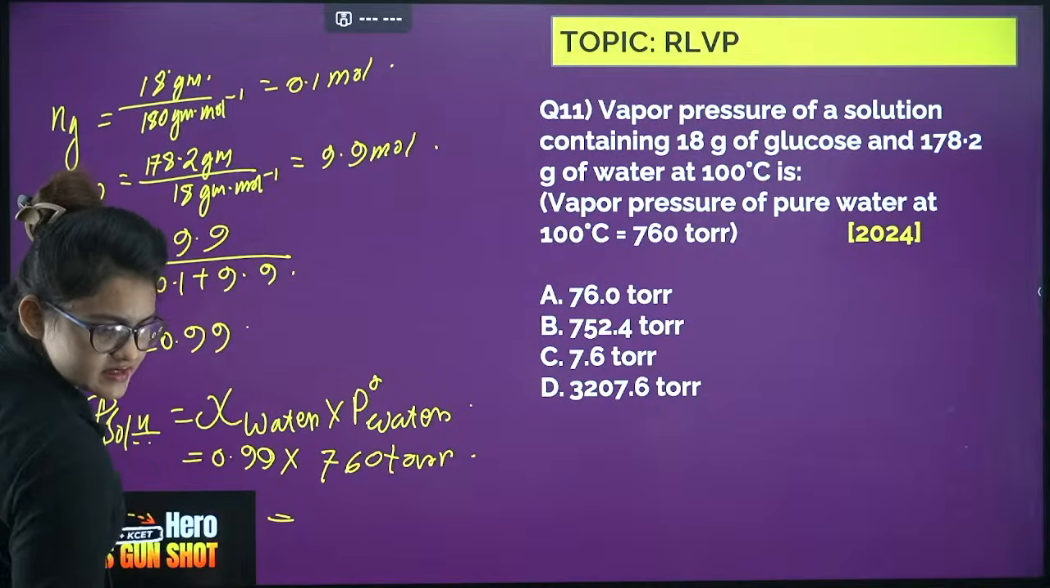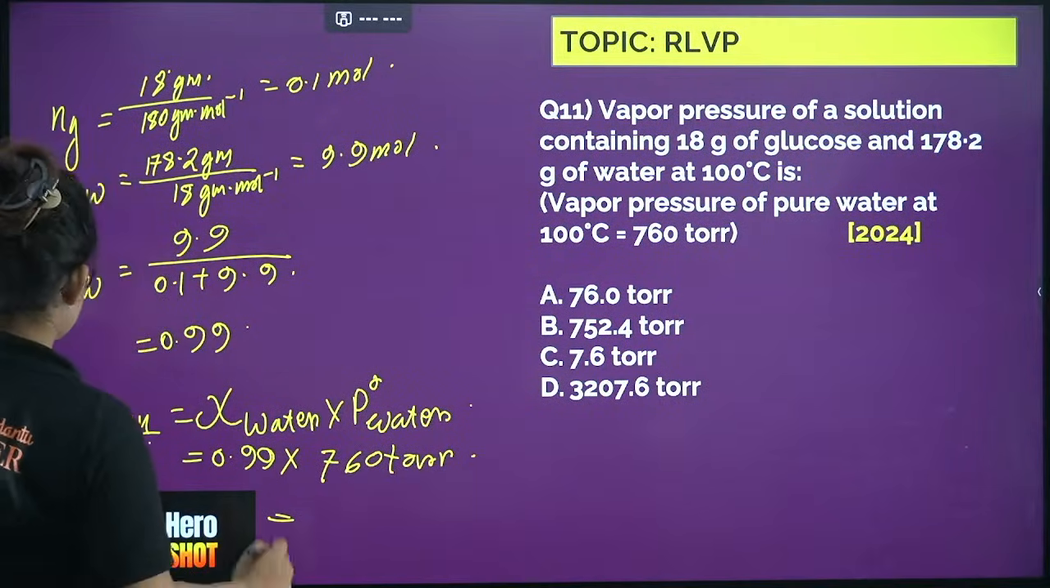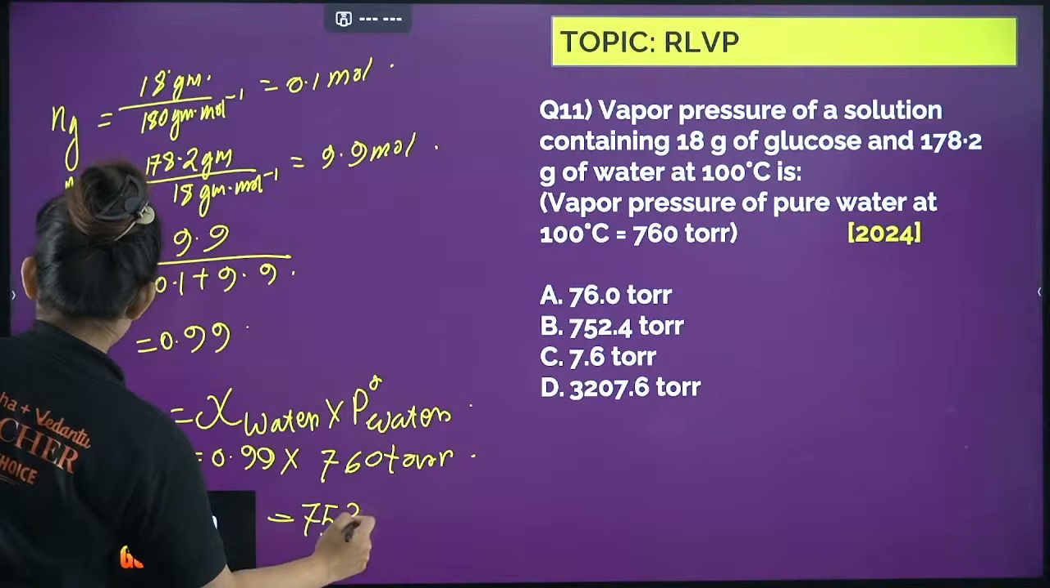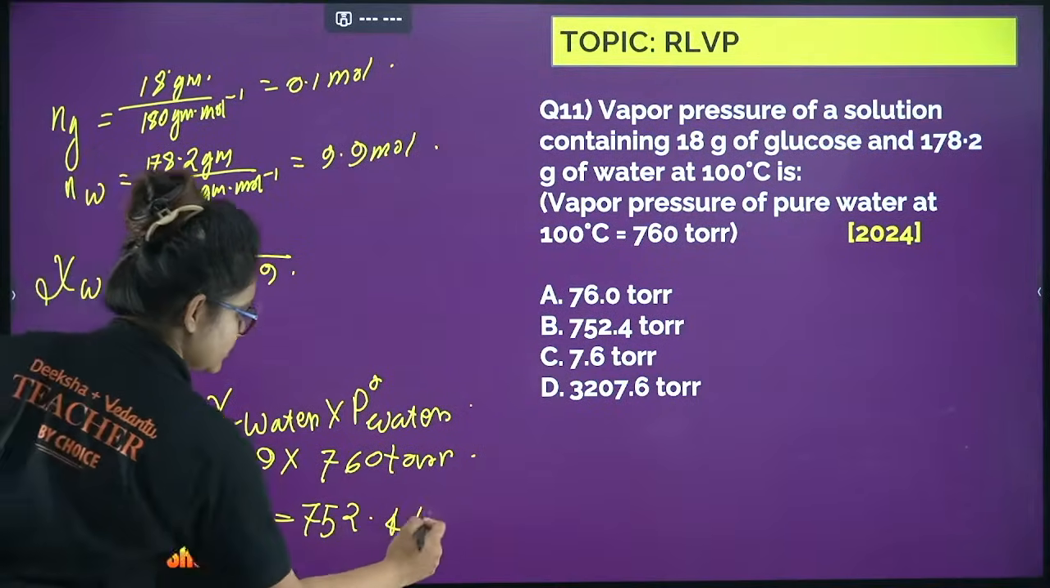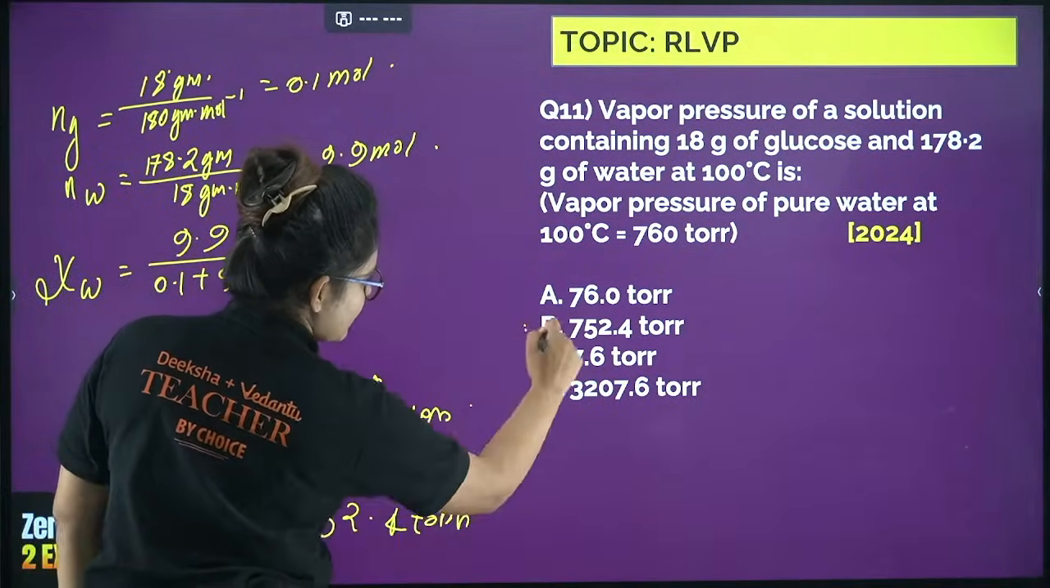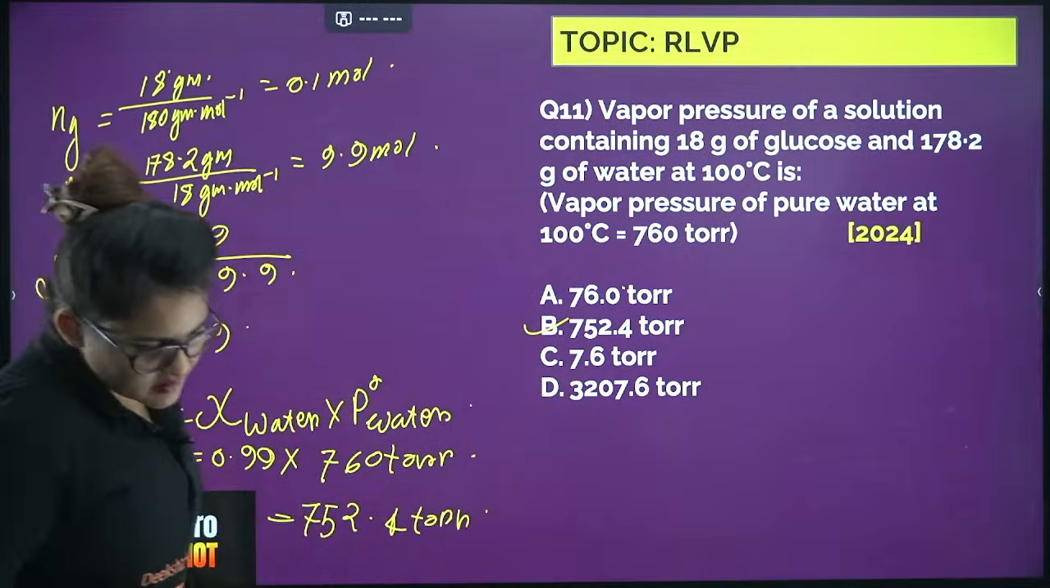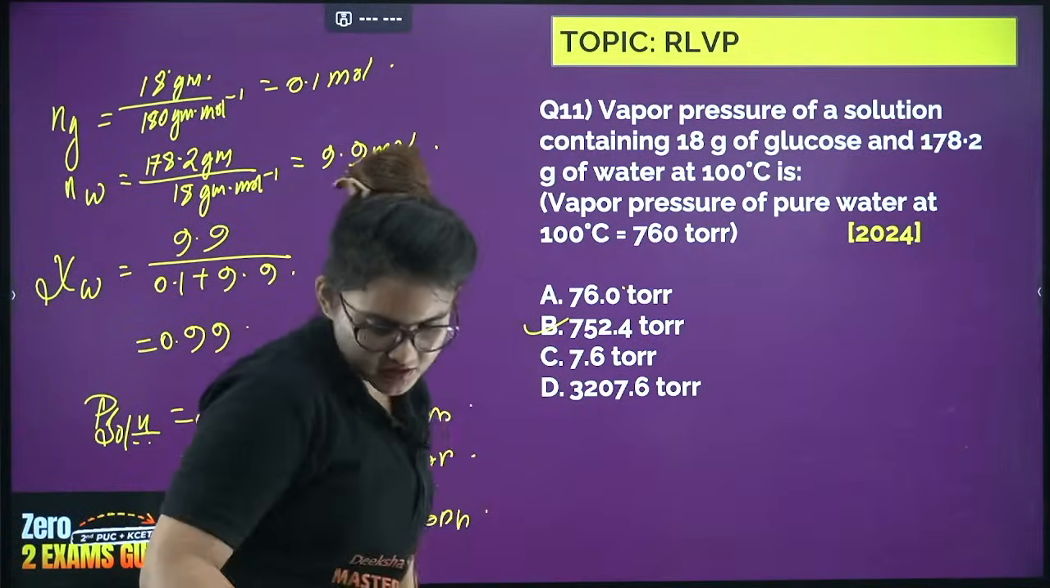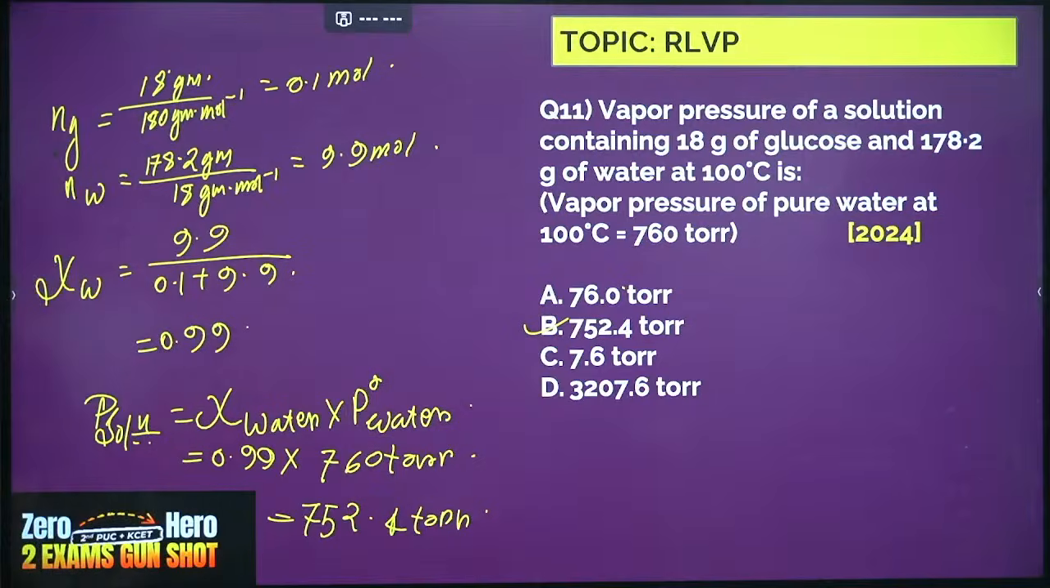So if you calculate this, your answer will come something like 752.4 torr. Okay, so that's the answer. I can see Dhanush. Okay, very good. I guess it's clear to you.